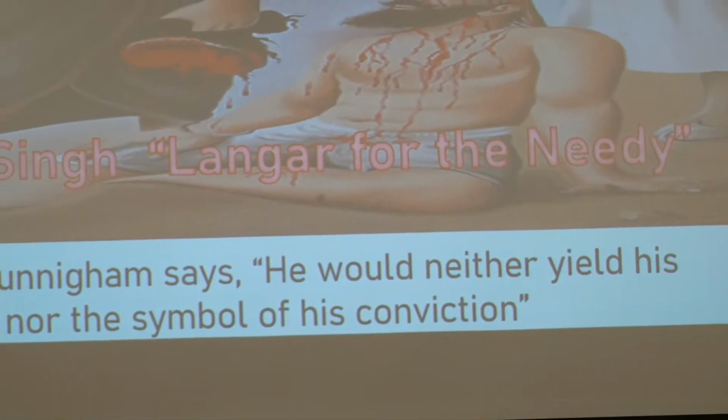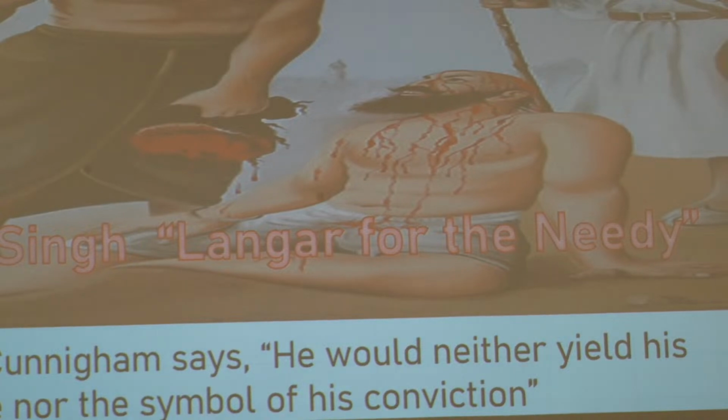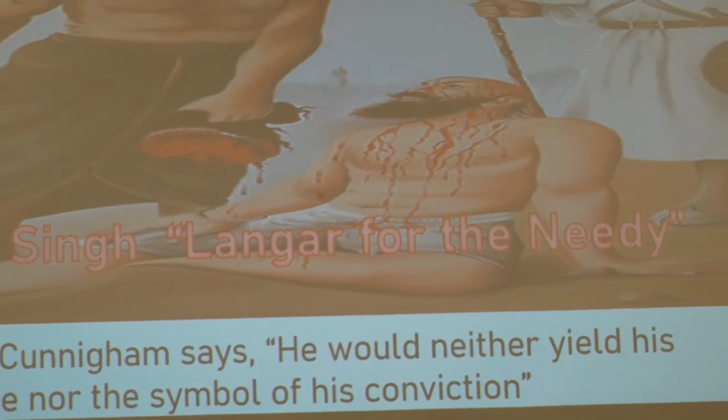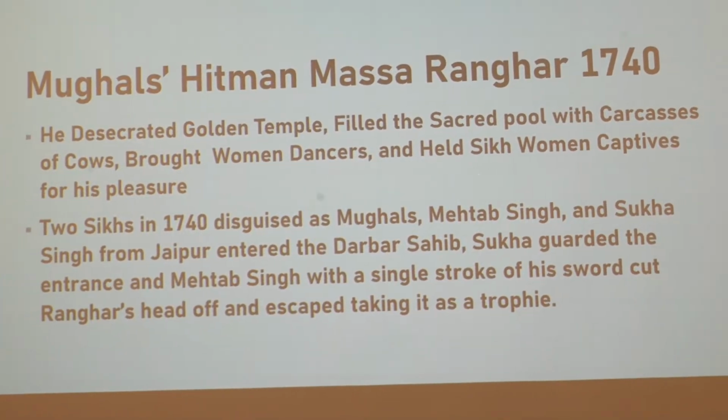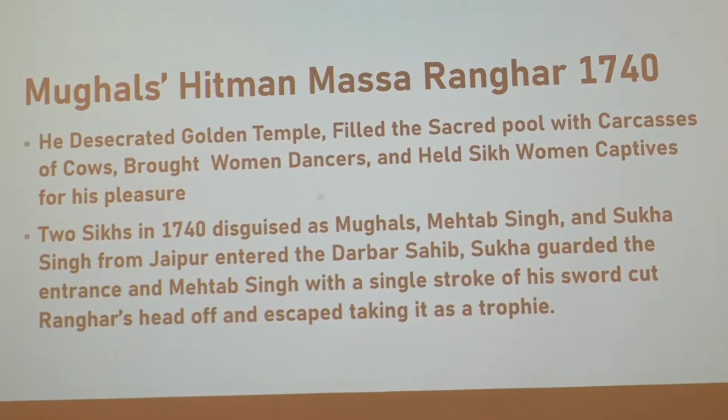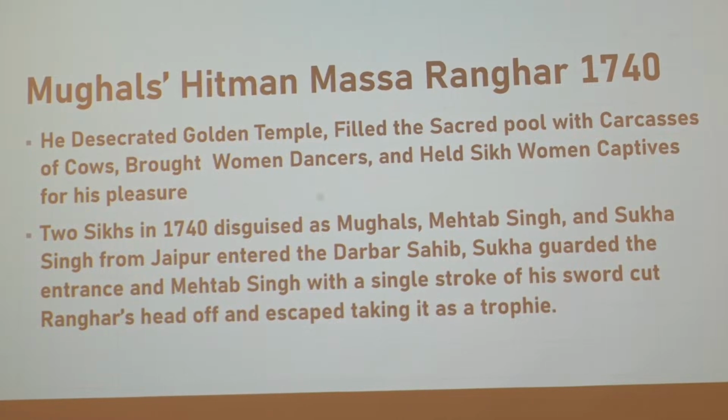This Taru Singh would feed not only Sikhs but anyone who came, as is the practice in Sikhism. He was picked up while he was feeding, and his skull was scraped. Historian Cunningham says he would give up neither his conscience nor the symbol of his conviction. Then the Mughals' hitman Massa Ranghar was just a vigilante who became rich with blood money. He was put in charge of the Golden Temple, and he killed so many people. He had the Golden Temple's sacred pool filled with carcasses of cows, and brought dancers and women there, with so much atrocity and barbarity you cannot imagine.